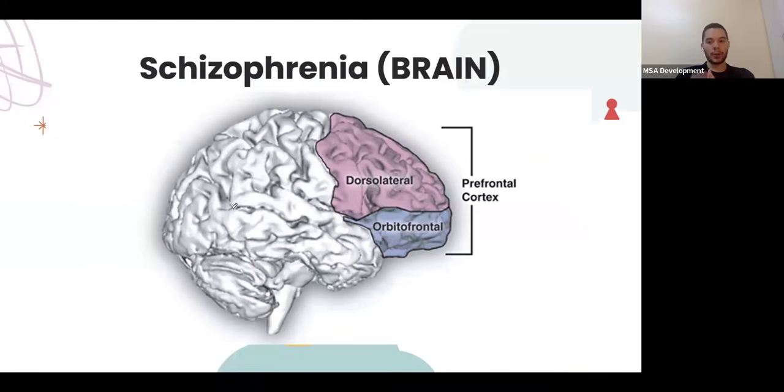طيب, which part of the brain is affected in a schizophrenic patient? The dorsolateral prefrontal or the orbitofrontal? Or is it neither? Dorsolateral prefrontal cortex. If you have a problem in the dorsolateral prefrontal cortex, you have no memory.